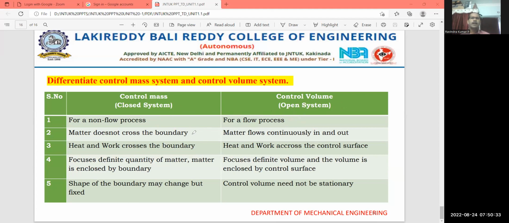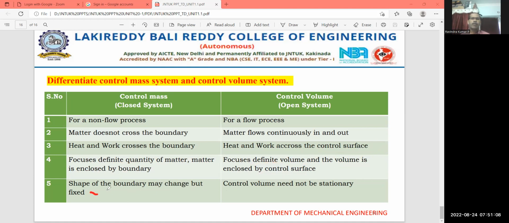In a control mass, matter does not cross the boundary, whereas in an open system, matter flows continuously in and out. Heat and work cross the boundary, whereas in an open system, heat and work cross the control surface. This is important. Next, a control mass focuses on a definite quantity of matter, enclosed by a boundary. But an open system focuses on a definite volume, enclosed by the control surface.